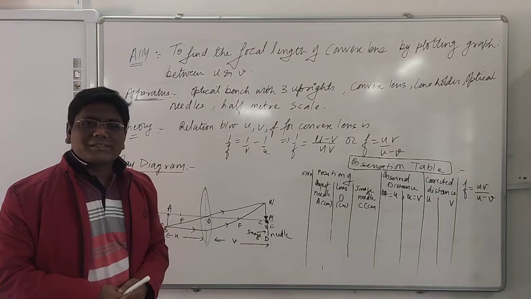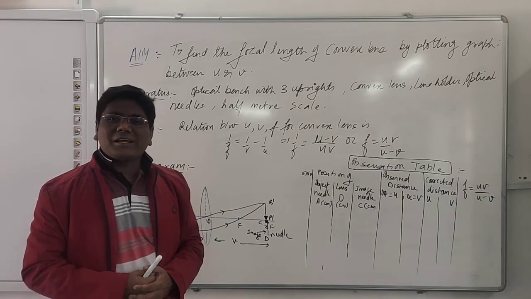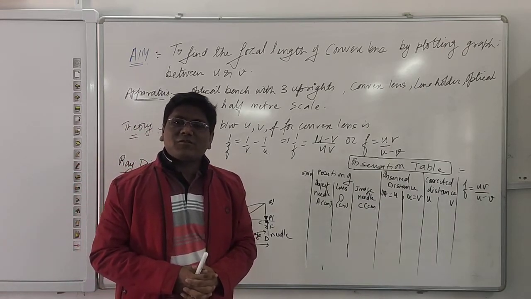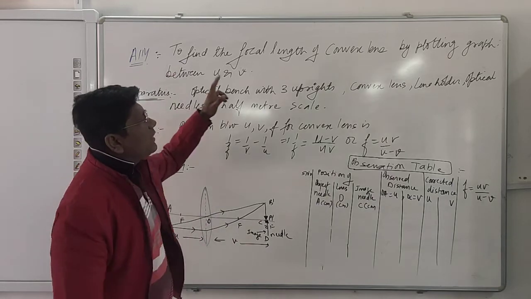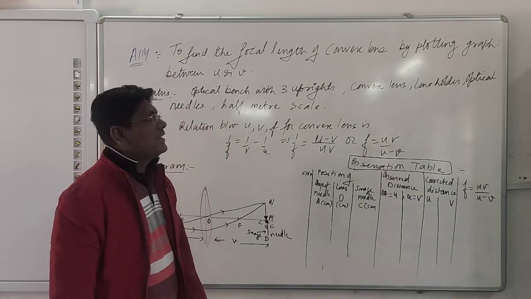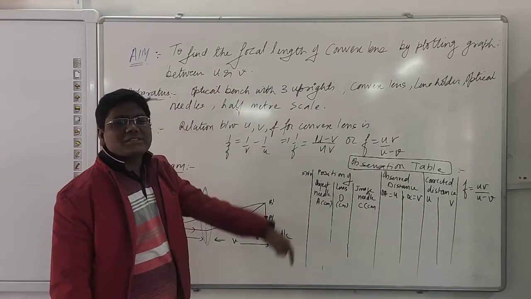So hello dear students, let us now begin the very important experiment related to the optical bench. That is a very important experiment of optics. And what in this experiment we have to do? We have to find the focal length of the convex lens by plotting the graph between u, that is the object distance, and v, that is the image distance.